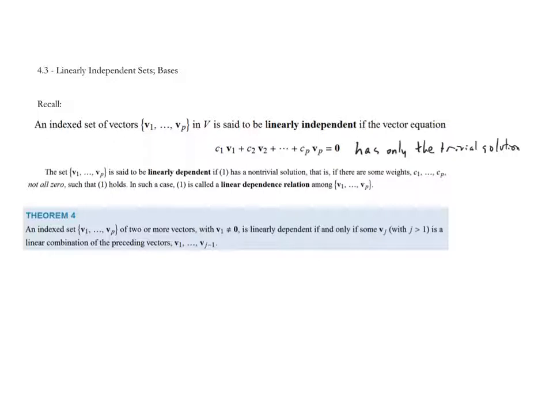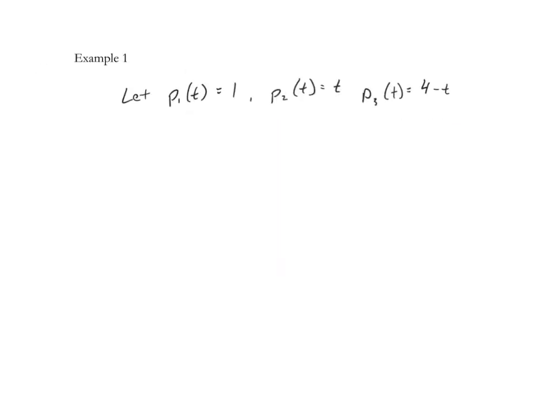Now, the way that we use that theorem as it relates to our vector spaces is that now we can talk about vectors as more than just vectors in Rn. We can talk about polynomials as vectors, right? So I have this first example where I'm given three polynomials, p1 equals 1, p2 equals t, p3 equals 4 minus t. The set p1, p2, and p3 is linearly dependent, because p3 equals 4 times p1 minus p2. If I take 4 times p1, that is 4, minus p2, 4 minus t is p3. So that set of polynomials is linearly dependent.